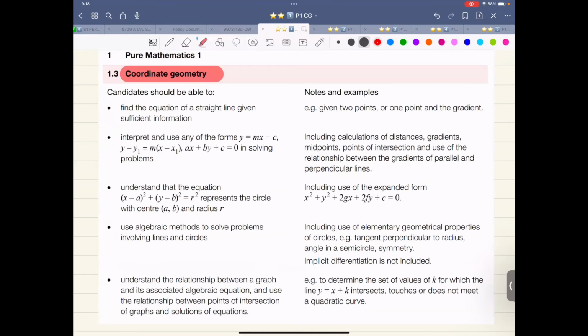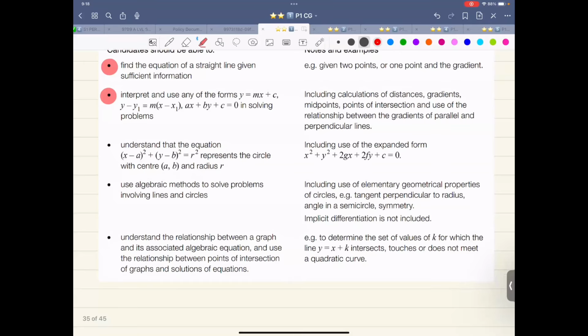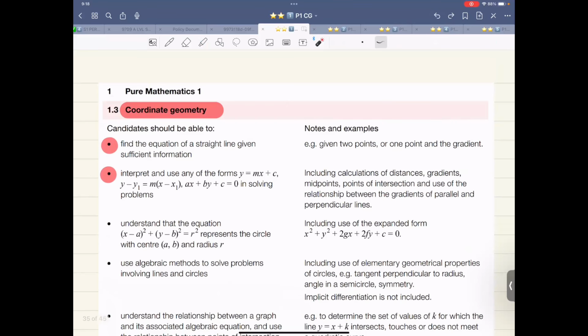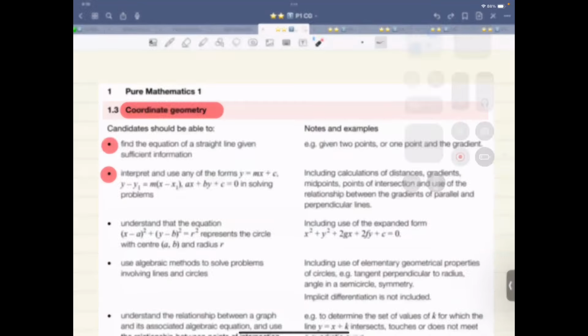So related to straight line, the first two things that are related with coordinate geometry, and also this one is kind of related, but that would be more related with quadratics. So let's just focus on these two. Find the equation of a straight line given sufficient information. Interpret and use any of the forms in solving problems. It's about distances, gradients, midpoints, points of intersection, use of relationship between gradients of parallel and perpendicular lines. So let's get started with this.